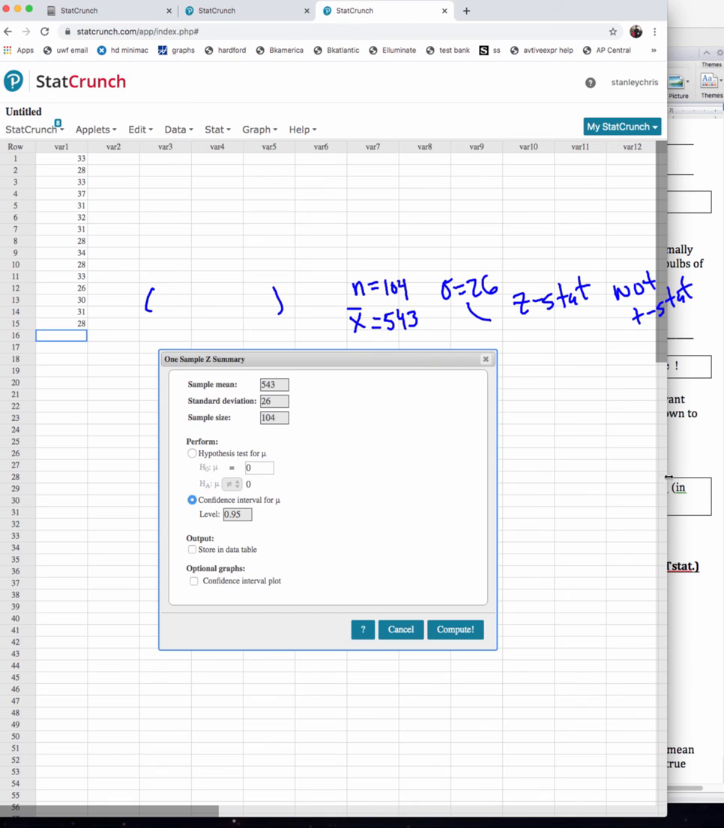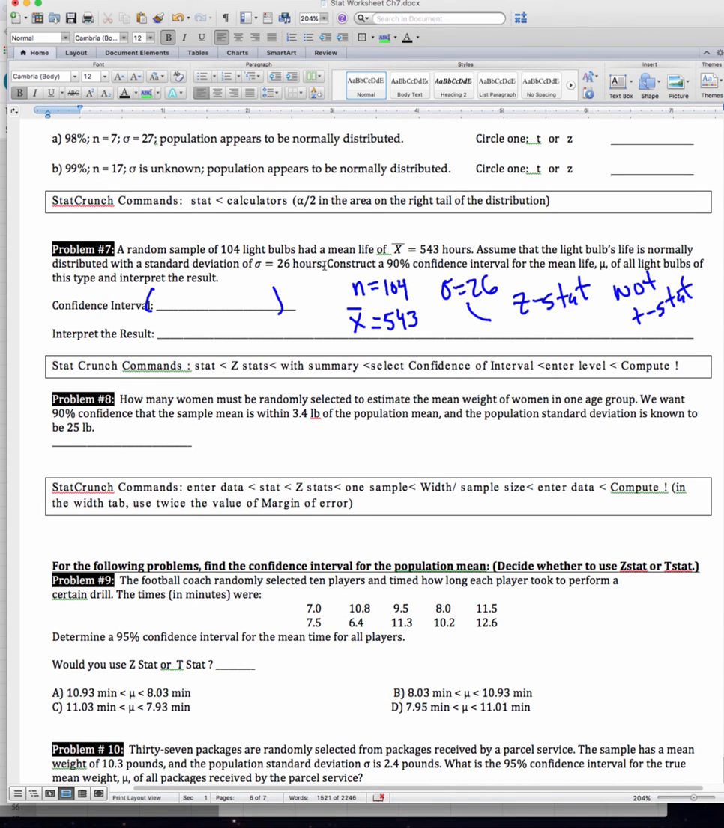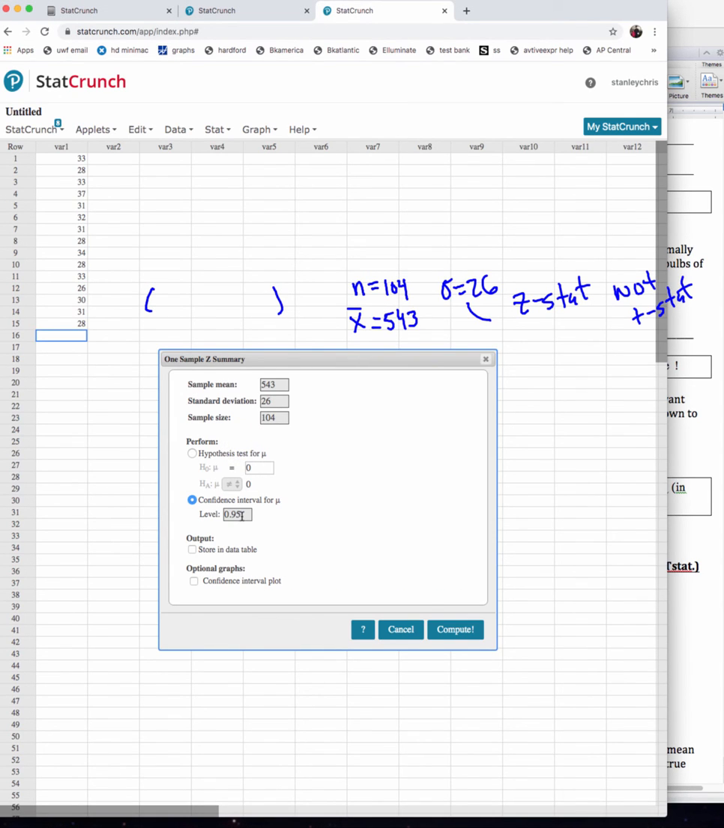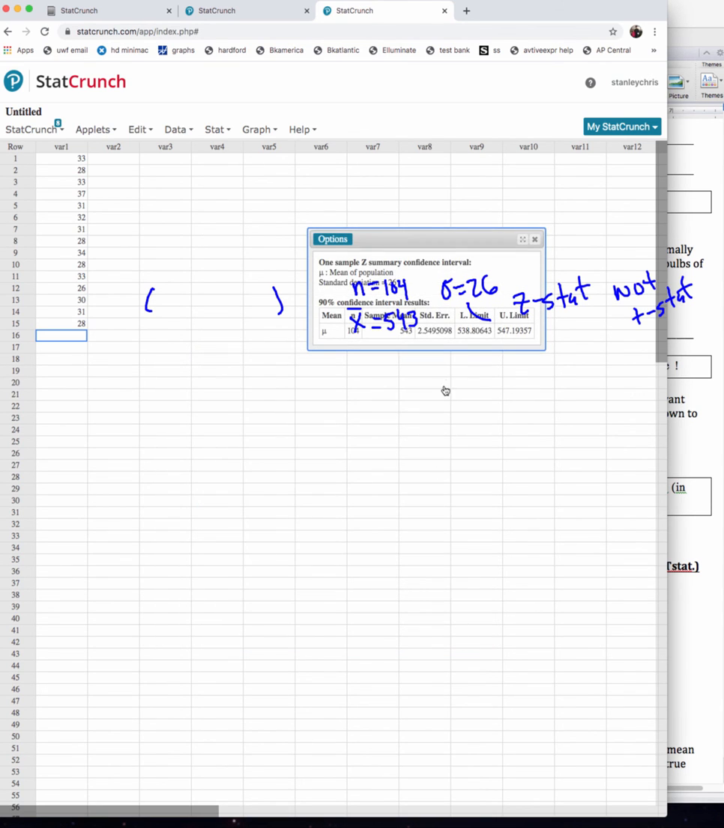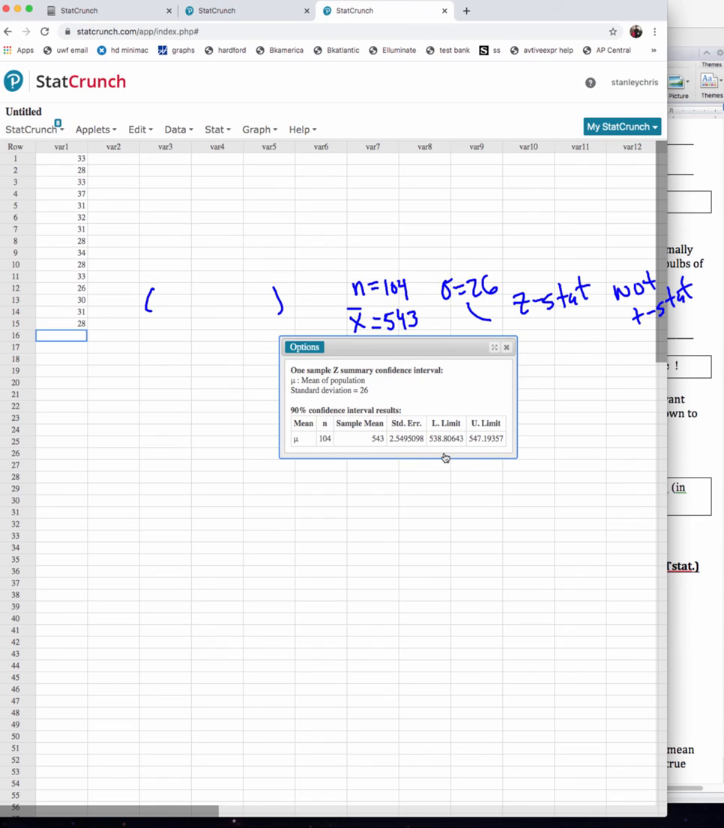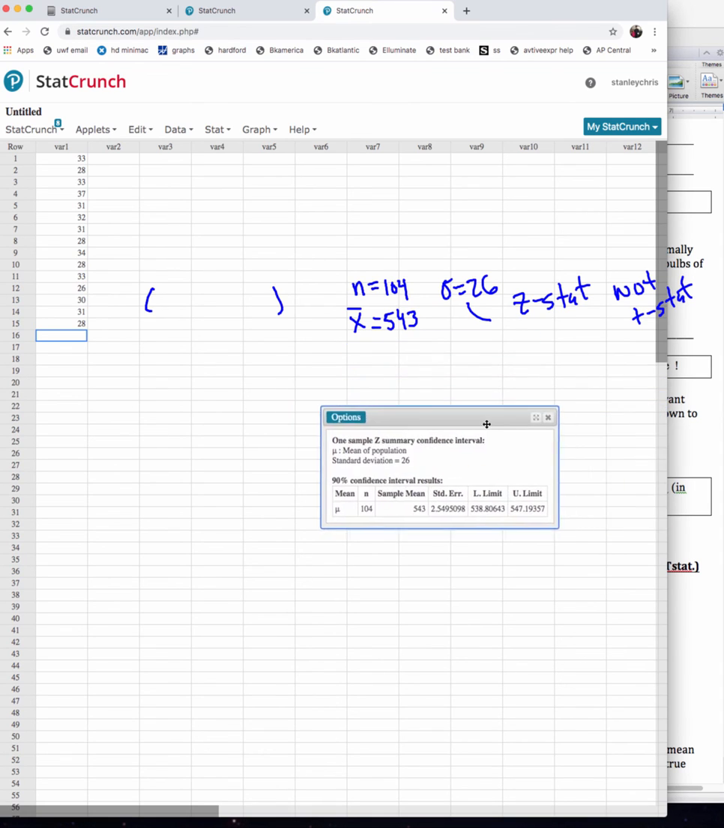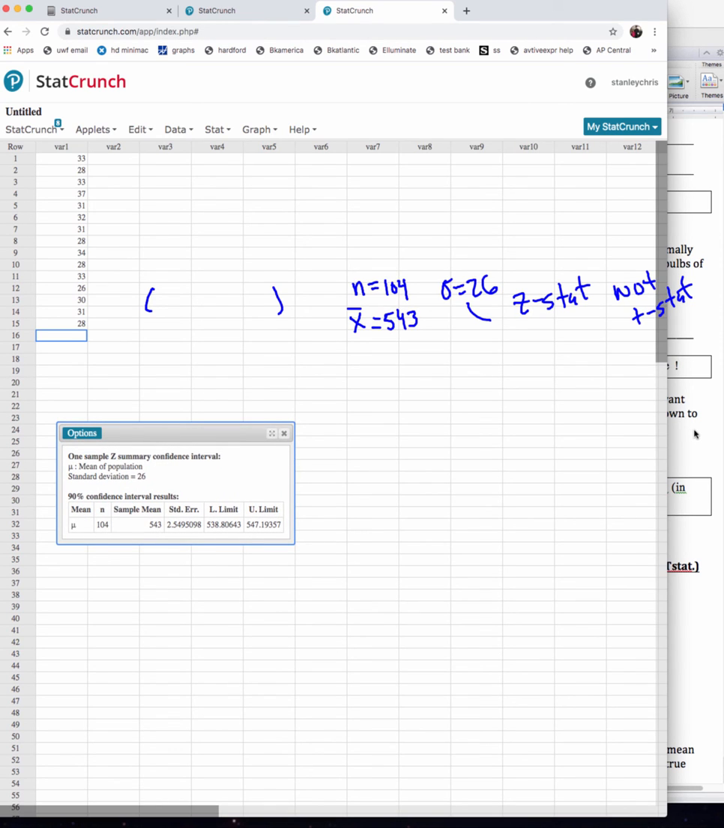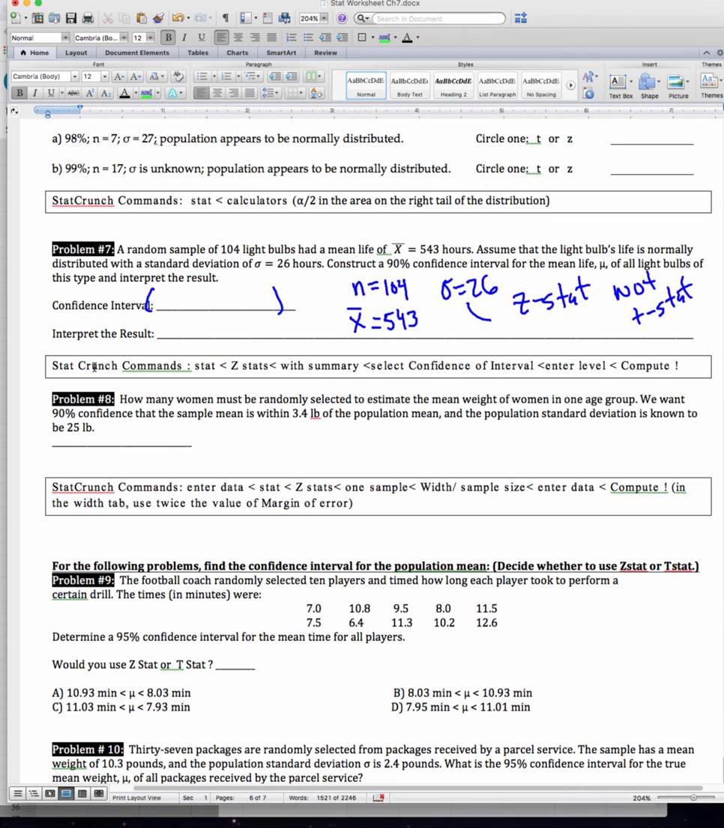Change it to here. I did forget what confidence they want. 90. So check off the 95 and compute. So anywhere from 538, 539 to 547. Okay, 539. Just move this out. No, I can't move it out. Okay, 539, 547.